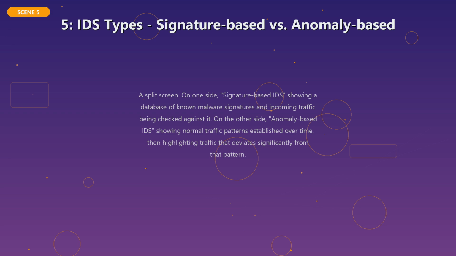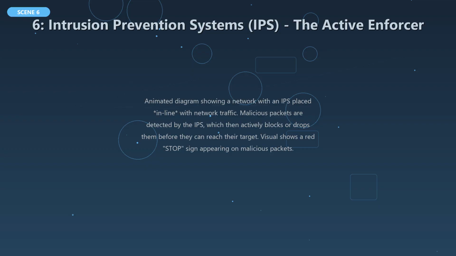Many modern IDS solutions combine both signature and anomaly-based detection to offer a more robust and comprehensive defense, leveraging the strengths of both approaches. This hybrid strategy allows them to effectively combat both known and unknown threats. While an IDS is excellent at detecting and alerting, it leaves the actual response to an administrator. This is where the intrusion prevention system, or IPS, steps in.